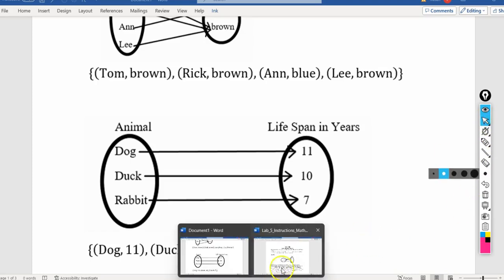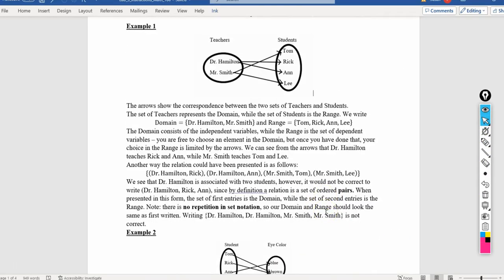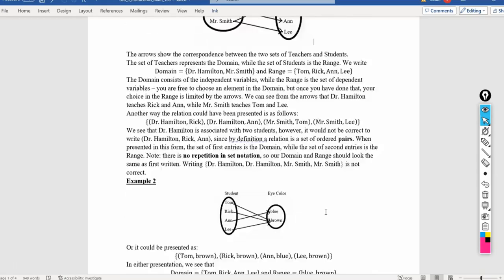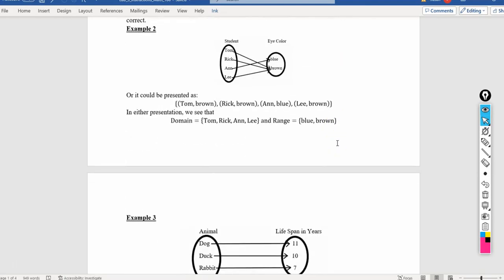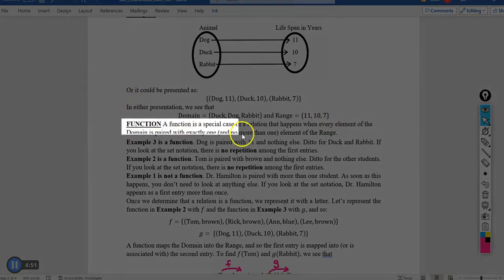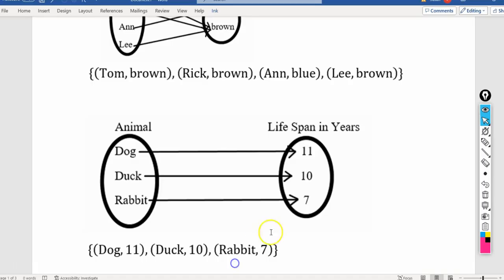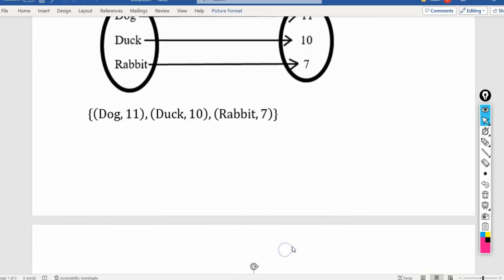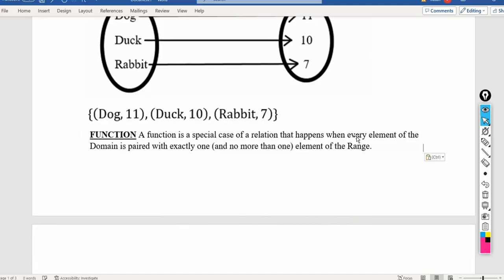So that gets us to our definition of what a function is. And so we come here to our definition of what a function is. So let me copy that. A function is a special case of a relation. And so I'm going to put that here. A function is a special case of a relation that happens when every element of the domain is paired with exactly one, and no more than one element in the range.